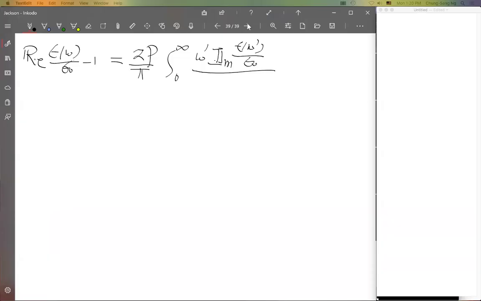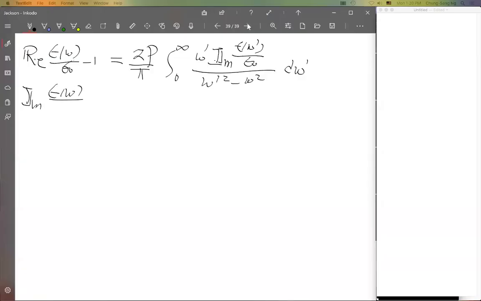The real part of epsilon over epsilon 0 minus 1 equals 2 over pi, principal part, integrate now just from 0 to infinity, omega prime times the imaginary part of epsilon evaluated at omega prime divided by epsilon 0, divided by omega prime square minus omega square, d omega prime. Okay, so that's the first equation.